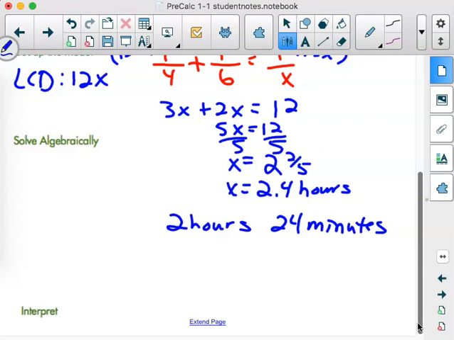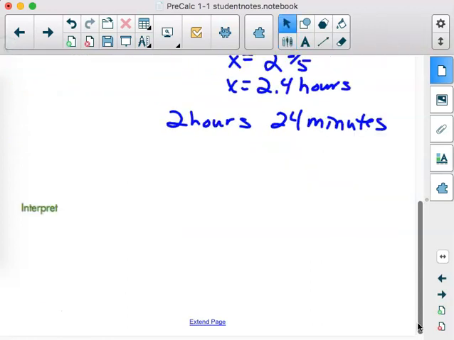So now we can tell the mayor and all the emergency personnel, in 2 hours and 24 minutes, we can get that water level down, and hopefully that'll help. And that's where we see this interpret piece here, which is, hey, you're the person that has to deliver this message. You want to answer this as clearly as you possibly can.